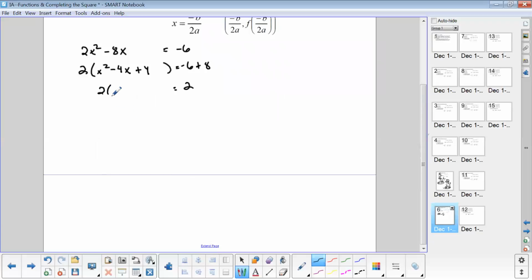So I'm going to get 2 times the quantity of x squared minus, well, I already have my perfect square trinomial, so I'm not going to write that again. I've got 2 times x minus 2 quantity squared. So when I go to write my vertex, I've got 2 times the quantity of x minus 2 quantity squared. I'm going to subtract my 2. And so my vertex would be 2, -2.